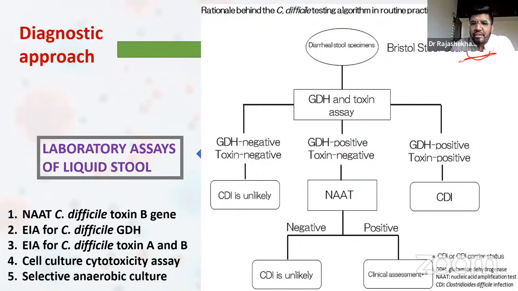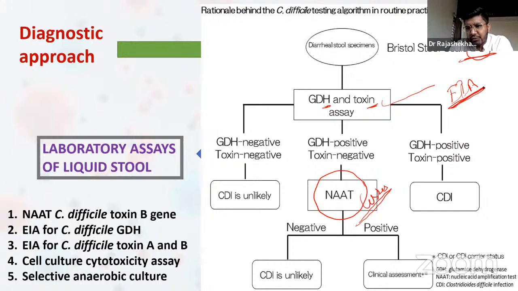So instead of directly testing for the NAT, because the nucleic acid amplification test is a very costly test with a very high specificity, we need to use a test which is very sensitive earlier. So first we will test for the glutamate dehydrogenase enzyme and a toxin assay by enzyme immunoassay, because these are easily available in all laboratories and are less costly compared to the nucleic acid amplification test. If both tests are positive, then you can directly consider CDI without going for the NAT.